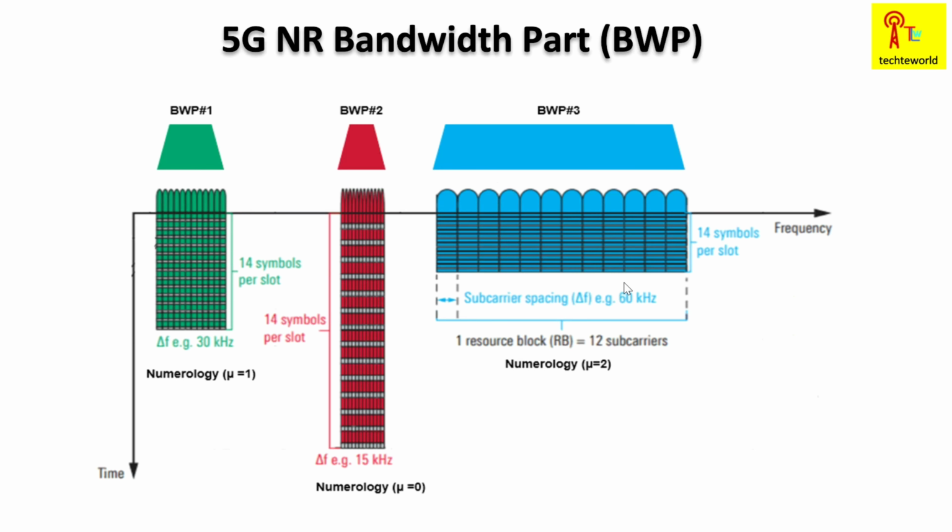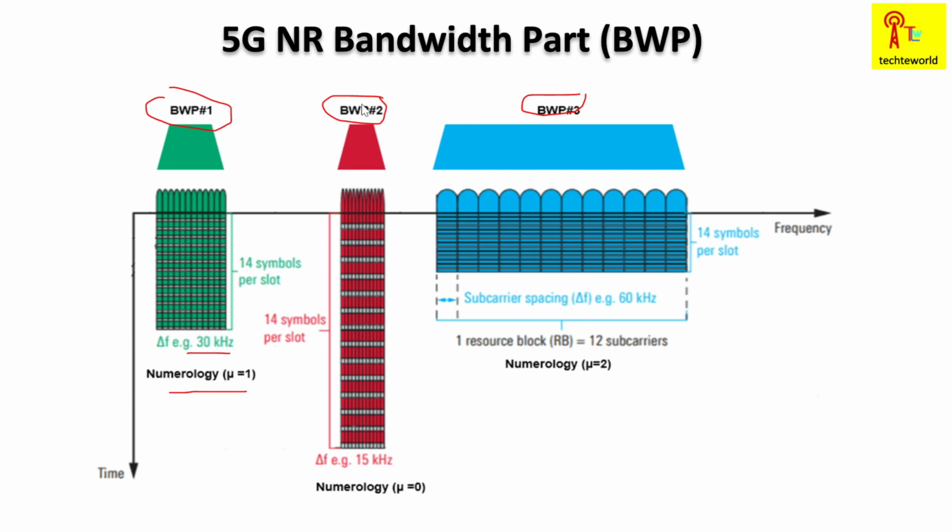If you see this diagram, as I told you in the previous slide, the entire bandwidth of 5G can be divided into sub PRBs. You can see this is the first bandwidth part, this is the second, and this is the third. The first bandwidth part has a subcarrier spacing of 30 kilohertz and is associated with numerology mu equal to 1, and it has 14 OFDM symbols per slot.